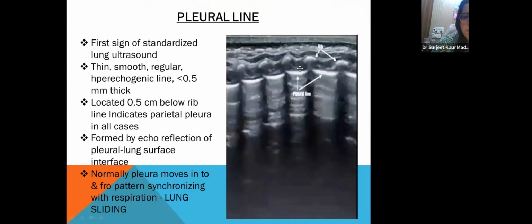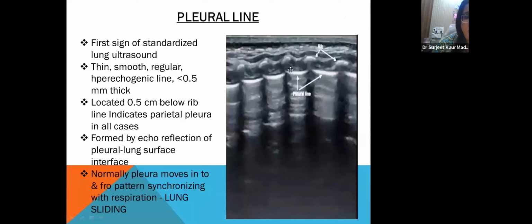So the first sign which we need to recognize in a lung ultrasound is the bat wing sign. I told you in the bat wing sign, you recognize the ribs, and this is a pleural line. This horizontal, echogenic, smooth, regular, hyperechogenic line, whose thickness is less than 0.5 mm, is called the pleural line. This is seen in a normal lung. It is 0.5 centimeter below the rib. This distance is 0.5 centimeters.